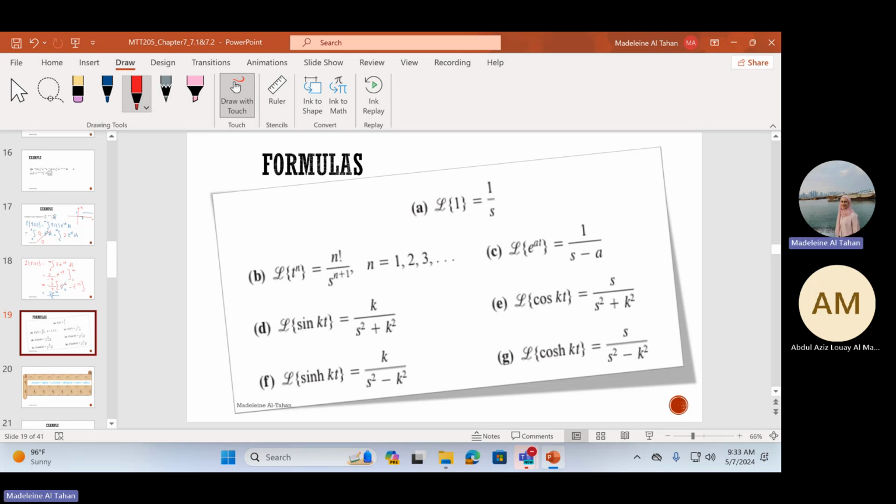These formulas, we need to memorize them. So the constant, it's easy to memorize, the constant over s. E to the power at also, it's easy, 1 over s minus a. T to the power n, n factorial over s to the n plus 1. Now sine kt, k over s squared plus k squared. Whereas for cosine kt, it's the same, but instead of putting k in the numerator, we are putting s.